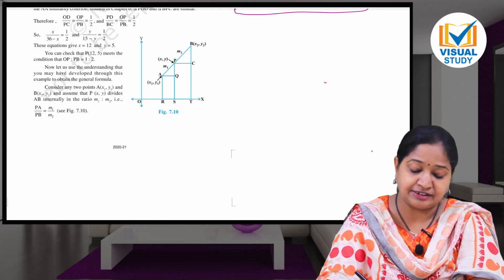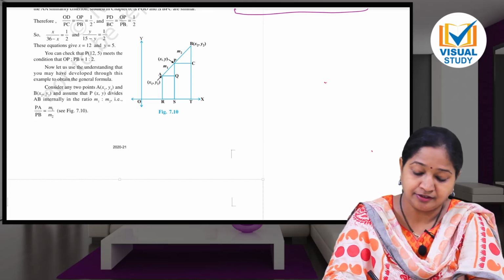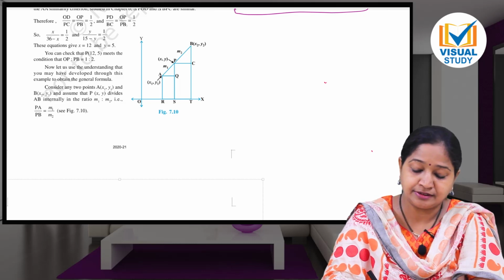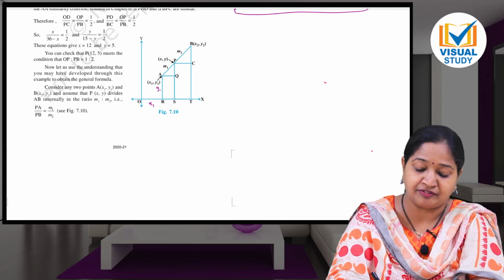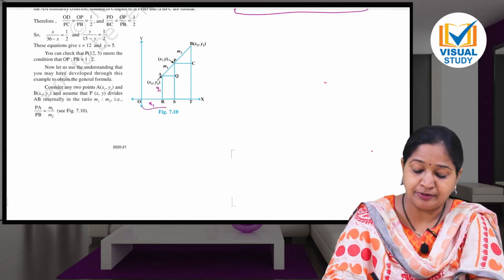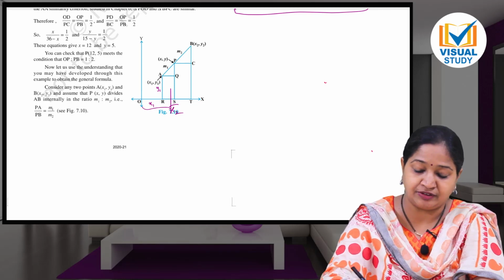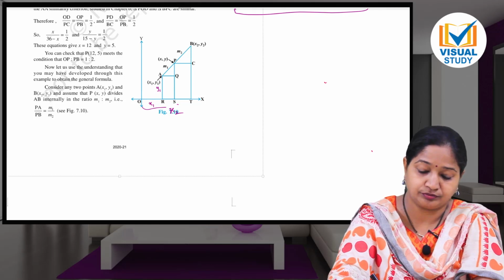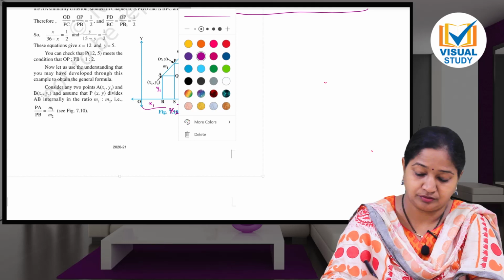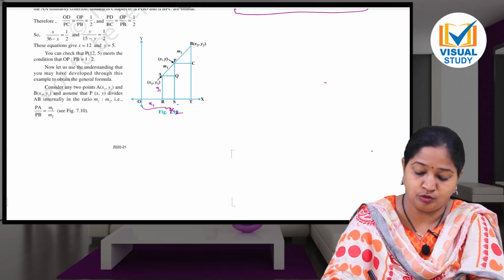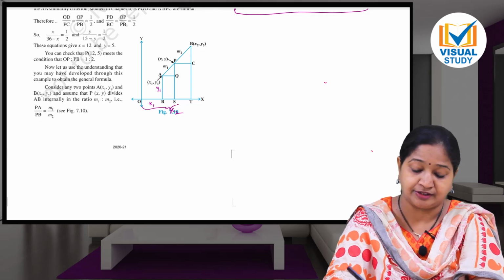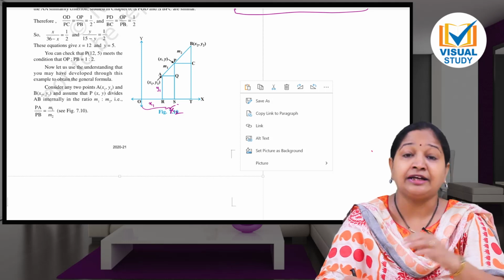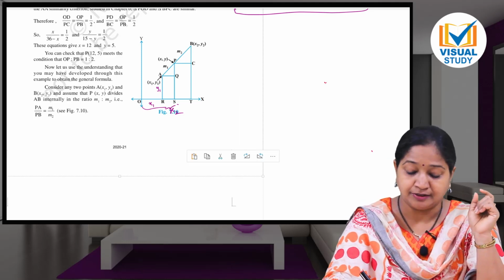This is the x-axis and this is the y-axis. Here OR is x1, and AR is y1. OS will be x2. Then what will be your RS? RS is x2 minus x1. That we have done in our distance formula.